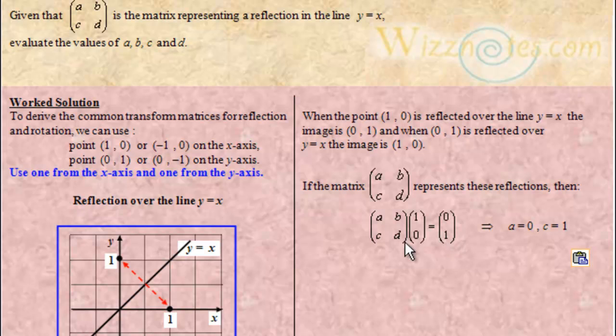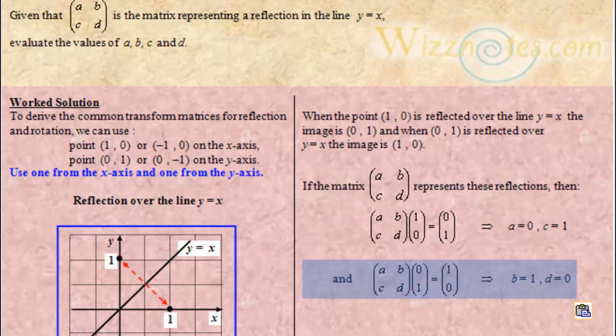And then to get this one, we multiply this row by this column. So it is c multiplied by 1, that's c, and then d times 0 is 0. So c times 1 is c, which is equal to 1. So we have c equals 1. So that's two of the values. And then we apply the transformation to the point on the y-axis, because you must do one on the x and one on the y to get the other two values.